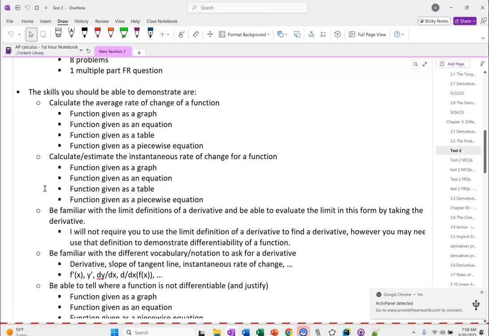you should be able to calculate the instantaneous rate of change. When we say instantaneous rate of change, we mean like derivative, right? Slope of the tangent line, all that.